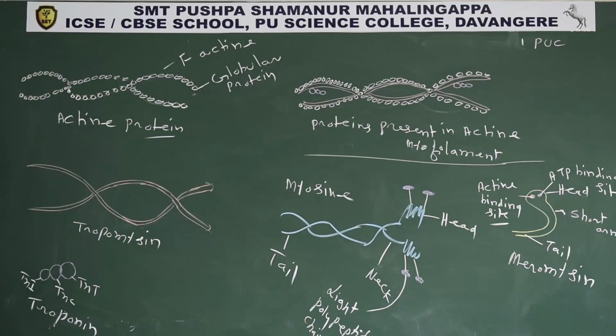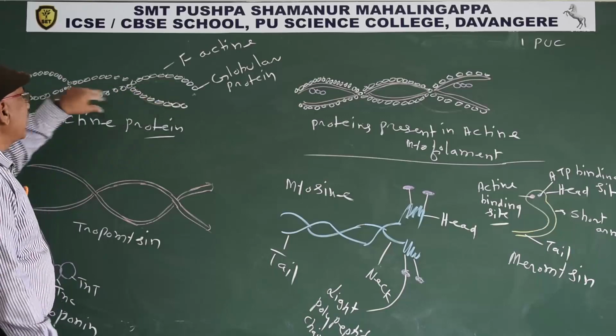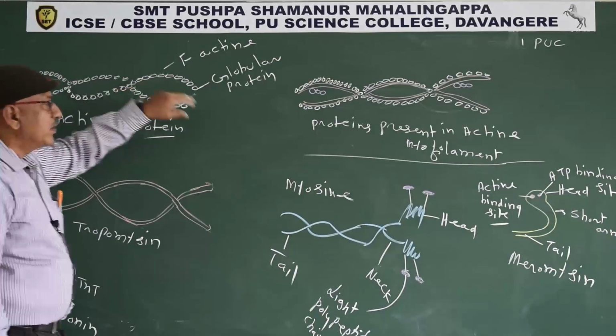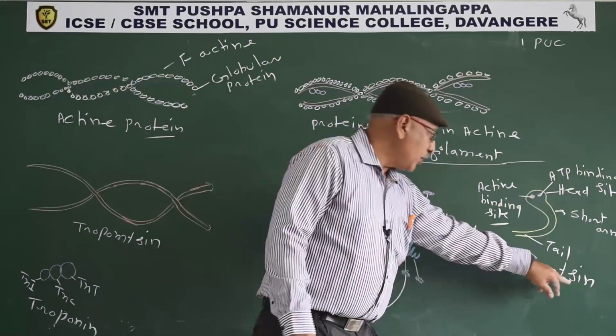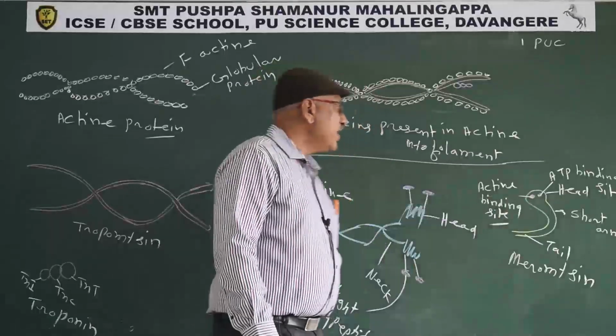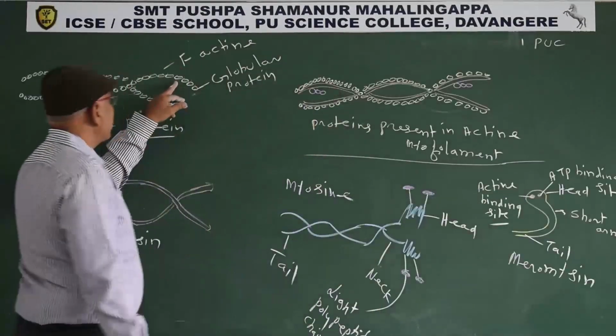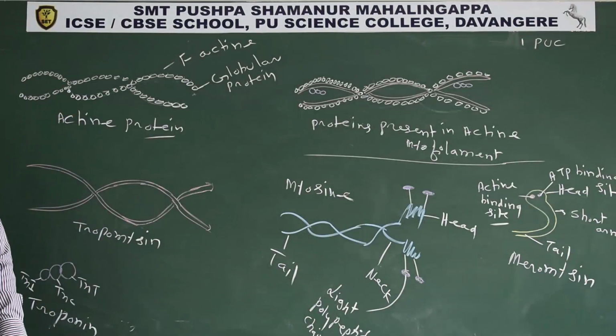The subunit troponin I, the inhibitor, tries to cover the active sites. So these are the active sites, the exposed part of the actin protein. Meromyosin head. Meromyosin is the monomer of myosin protein. The meromyosin head, with the help of its actin binding site, attaches to the active sites of the actin protein.